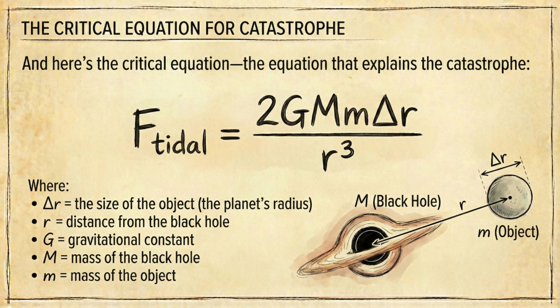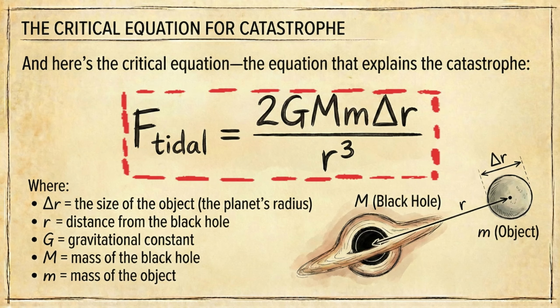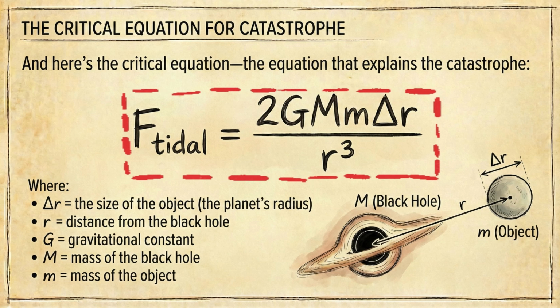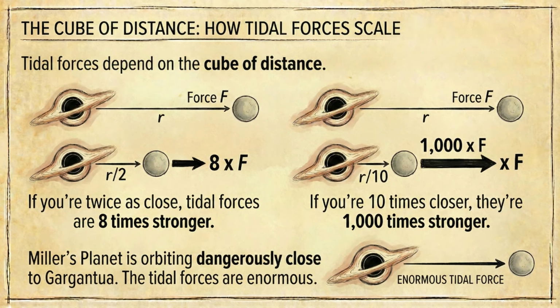And here's the critical equation, the equation that explains the catastrophe. F tidal equals 2GMm times delta r divided by r cubed, where delta r is the size of the object, the planet's radius, and r is the distance from the black hole. Look at that r cubed in the denominator. Tidal forces depend on the cube of distance. If you're twice as close, tidal forces are 8 times stronger. If you're 10 times closer, they're 1,000 times stronger.